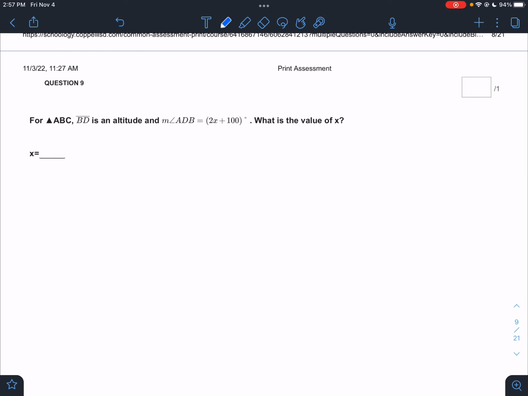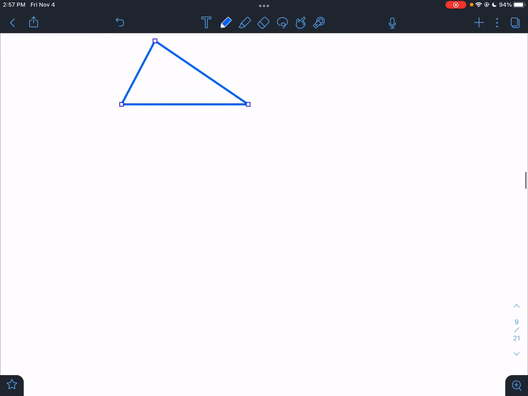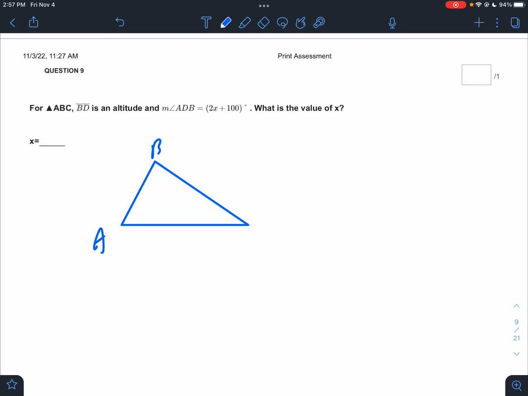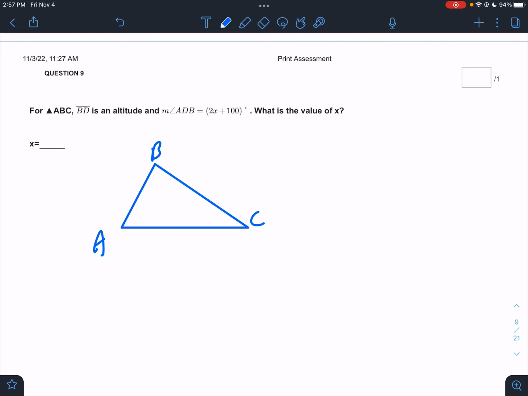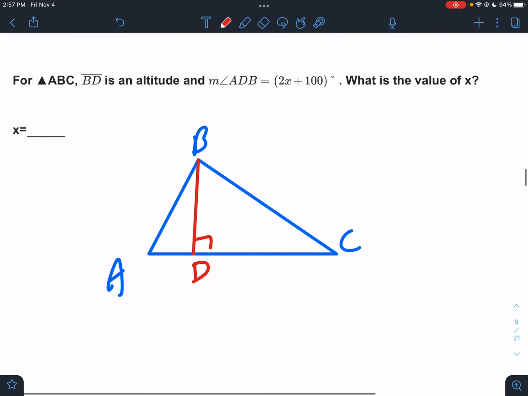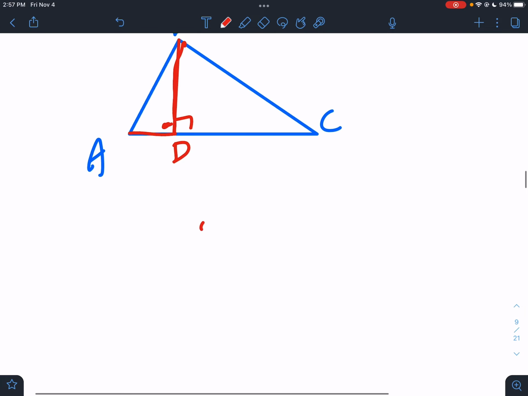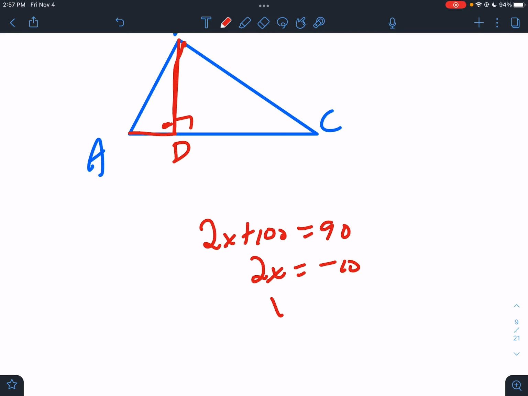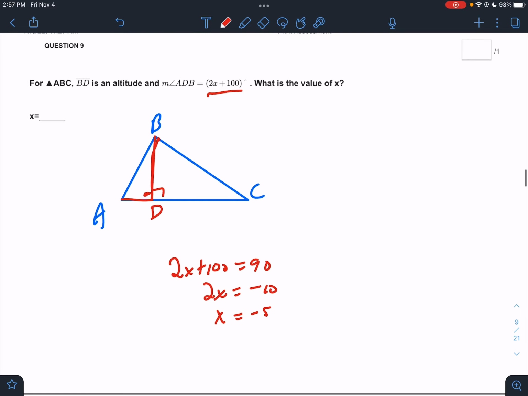All right, for triangle ABC, it says BD is an altitude. So I want to start at B and be perpendicular to the opposite side and call that D. BD is an altitude. That's 90 degrees. It says measure angle ADB, that's this corner. If it's an altitude, that's got to be 90 degrees. So 2x plus 100 has to be 90. So 2x is negative 10, x equals negative 5.